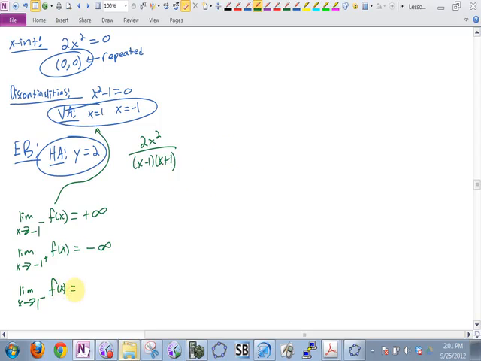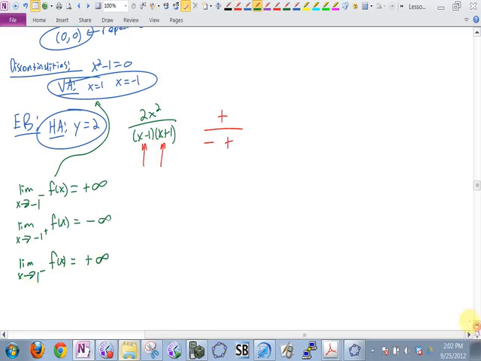So we're talking numbers smaller than 1, like 0.9. Well, your top factor is always going to be positive. What's this factor going to be? Negative. And how about this one? So that will be going to positive infinity. And then what is the limit as x approaches positive 1 from the right?